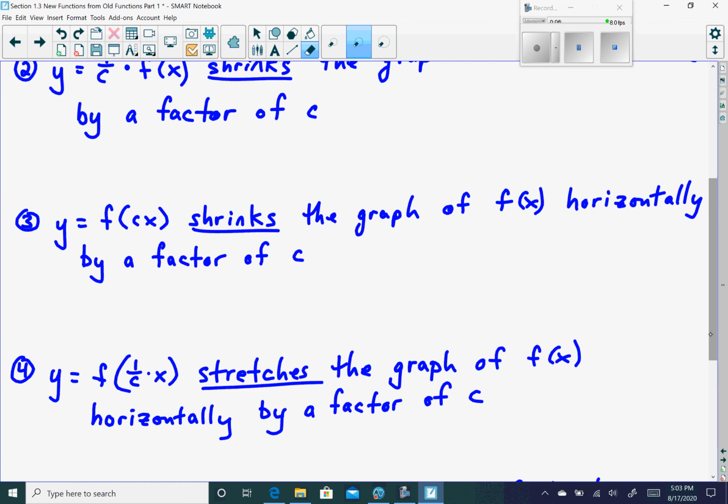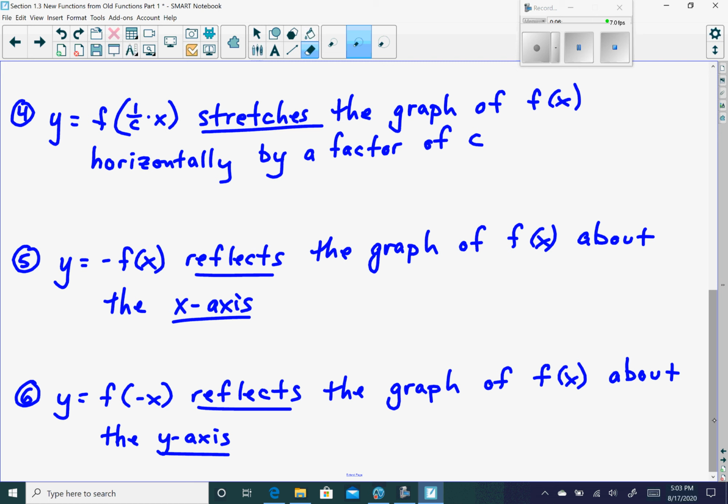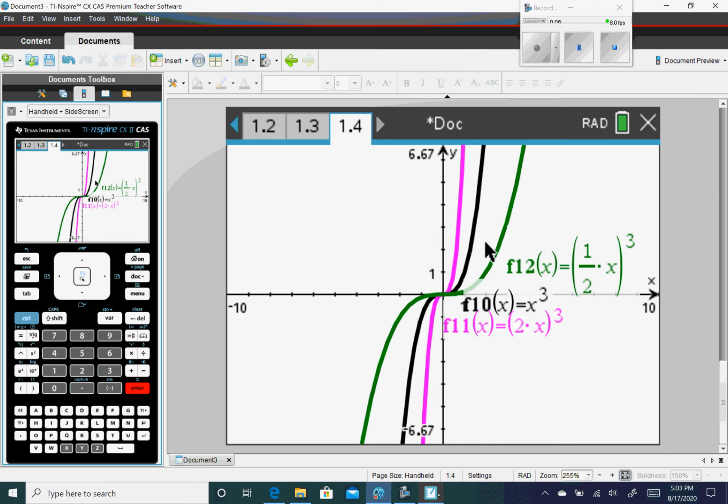Then our next two facts are just with reflections. So for 5, if we see y is equal to the opposite of f of x, this takes the opposite of the y values because that's what f of x is. This will reflect the graph of f of x about the x-axis. If we see the negative on the inside of the parentheses, y is equal to f of the opposite of x, this will reflect the graph of f of x about the y-axis. And let's take a look at that.